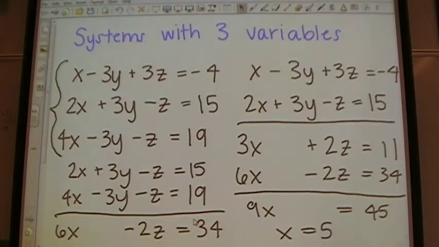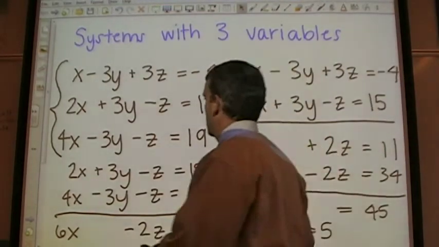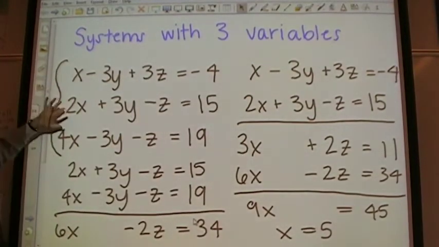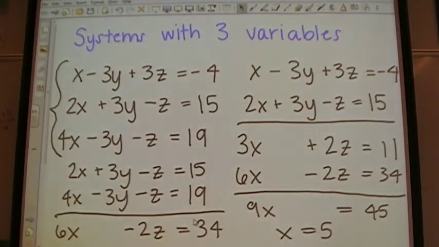Systems with three variables. The example, where does it start? Right here, the example where it starts is right here in the bracket. That's the problem we're going to go through. So the bracket is the problem? Yes, get the bracket down.